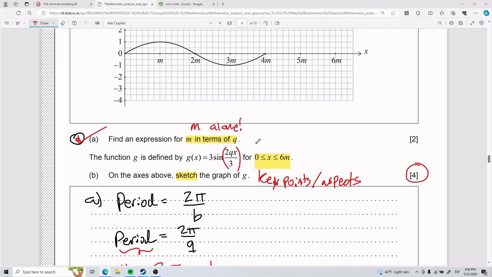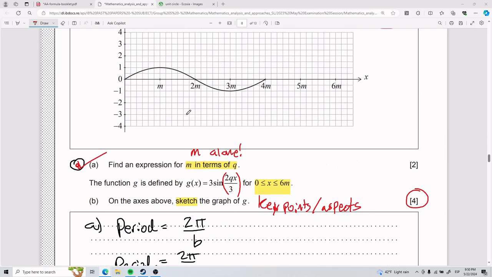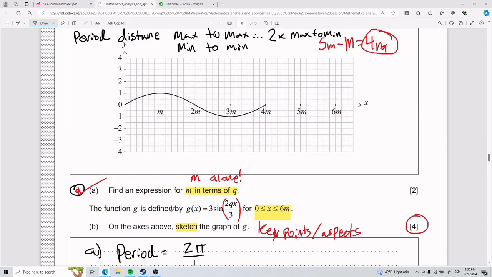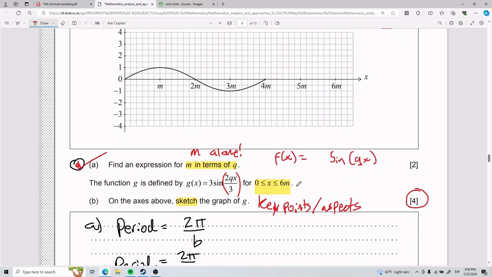So the main idea we have to follow through with is that they're asking you to sketch something which looked similar to f of x. So how did f of x look? They gave us that f of x was sine qx. And now they gave us g of x, which is 3 sine parentheses 2qx divided by 3.